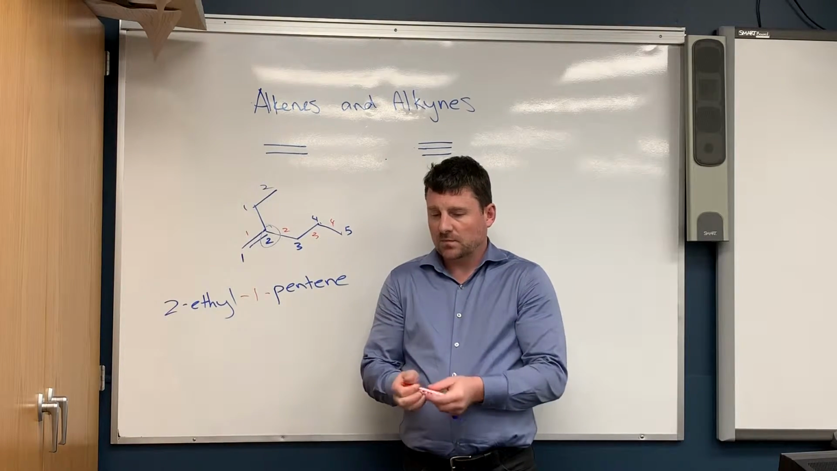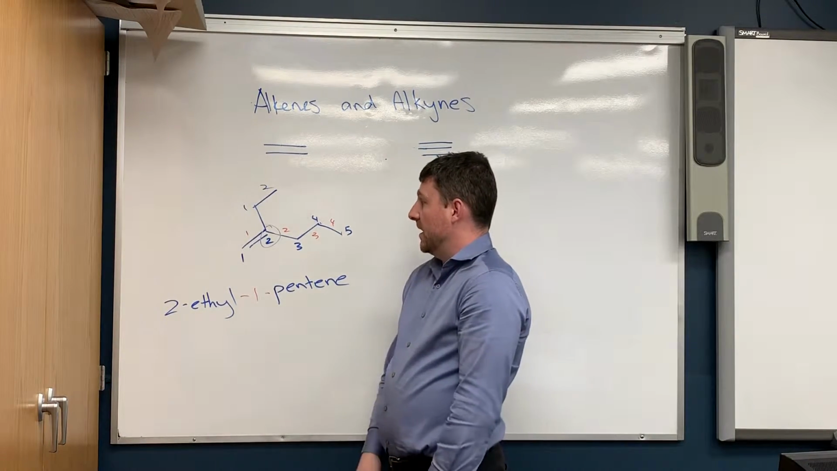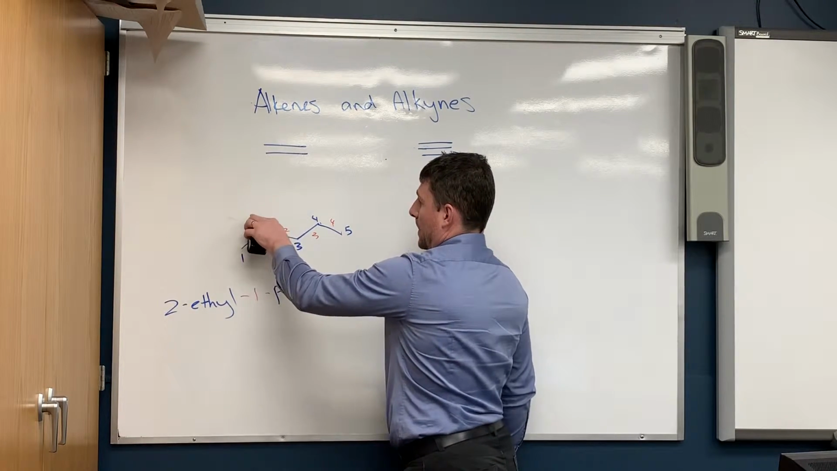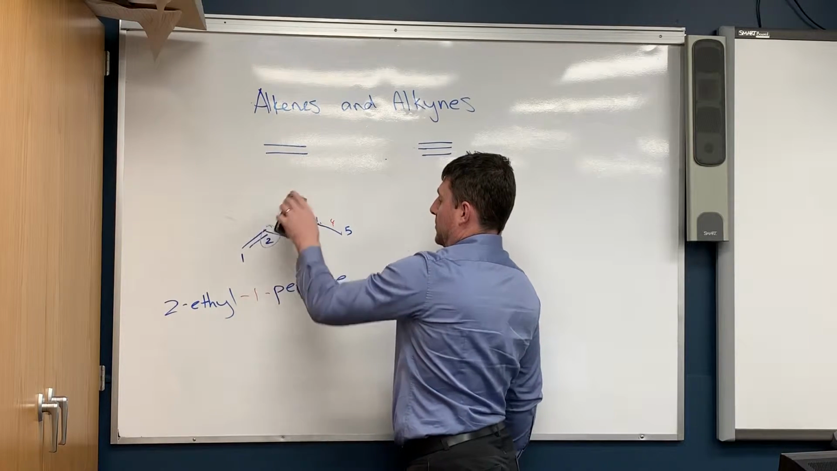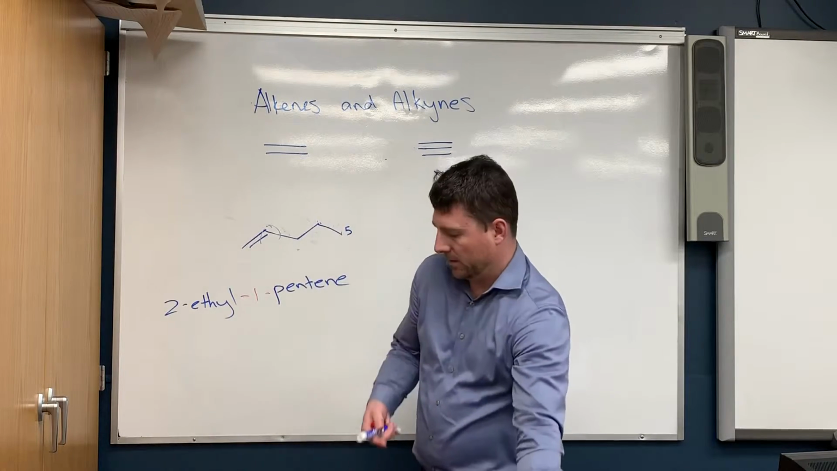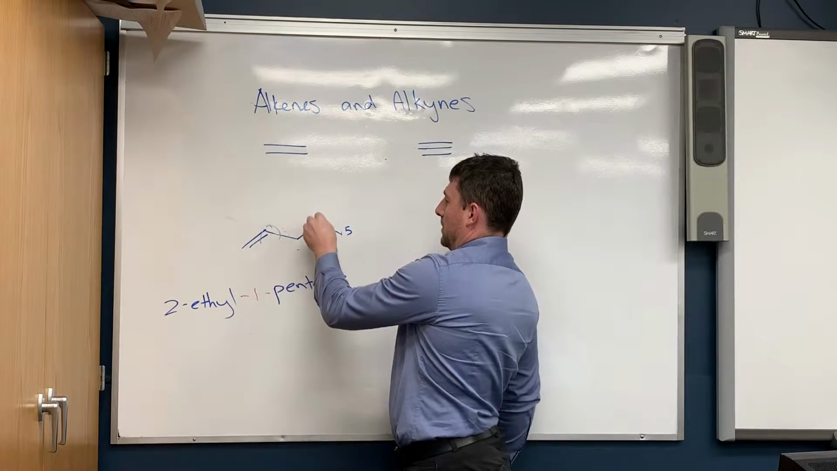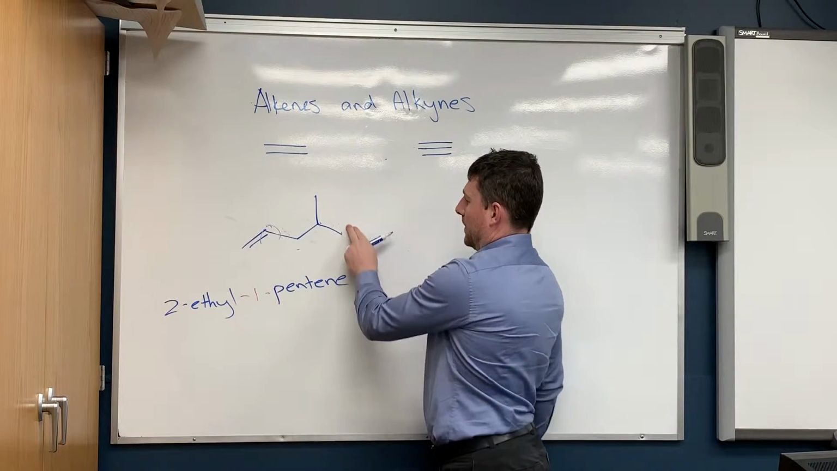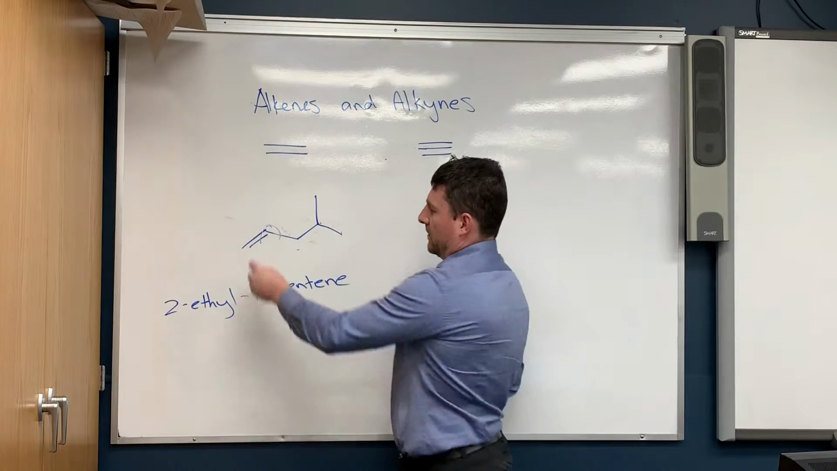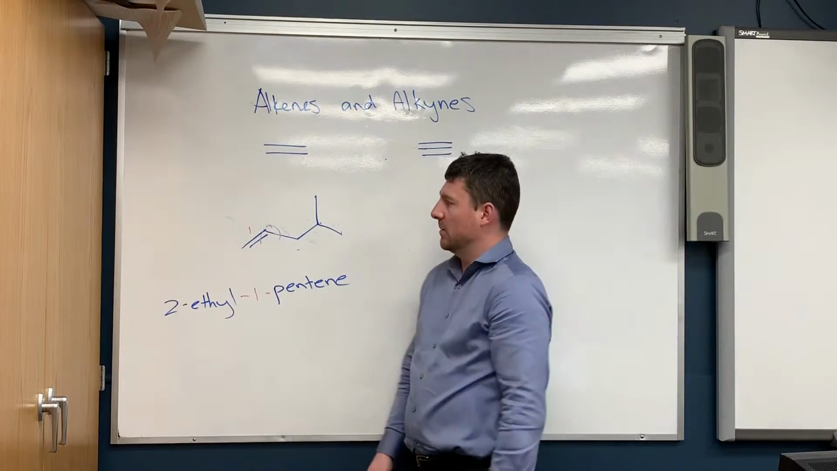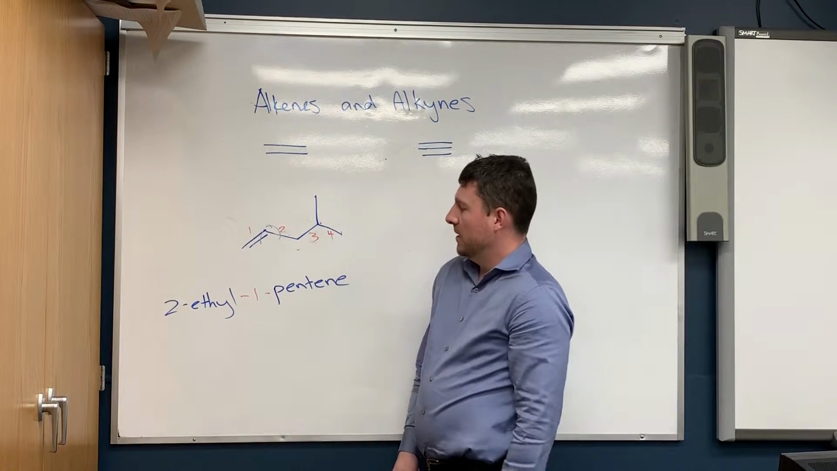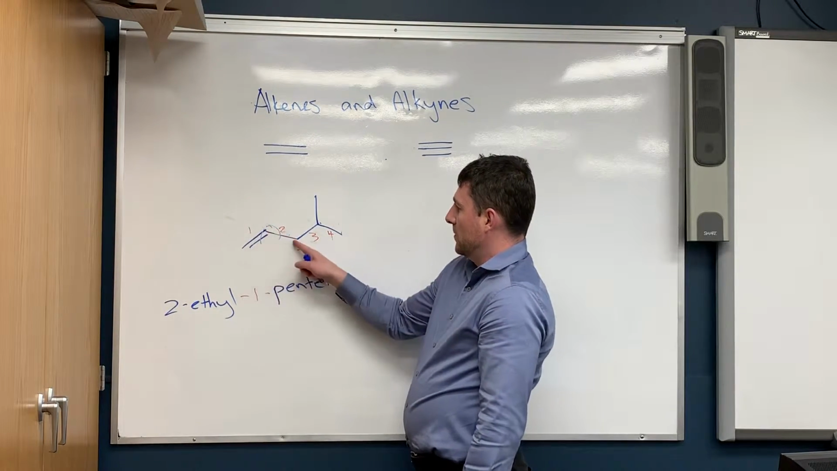Now, the last thing to consider is what happens if I move my side chain further down over here. So I'm going to put my side chain over here, say. Now, of course, I want to give the lowest number to the double bond, so that'll be bond 1, bond 2, bond 3, bond 4. So it'll still be a 1, 2, 3, 4, 5.